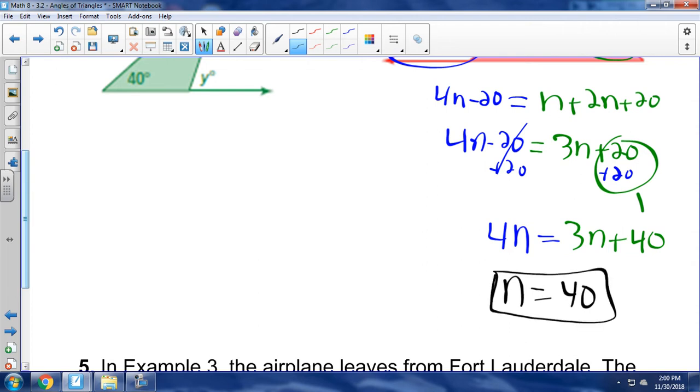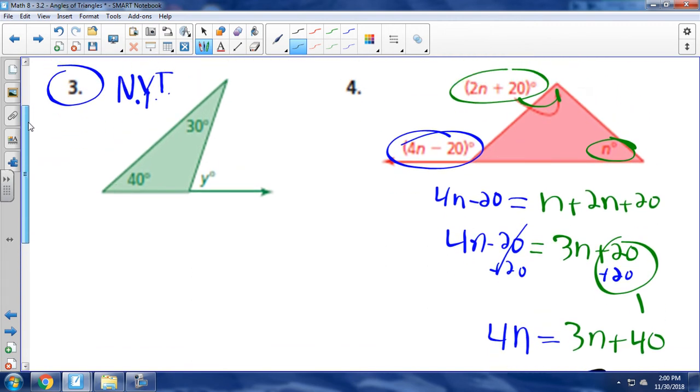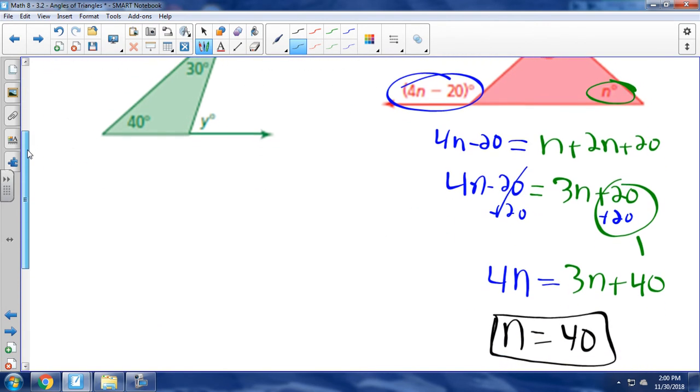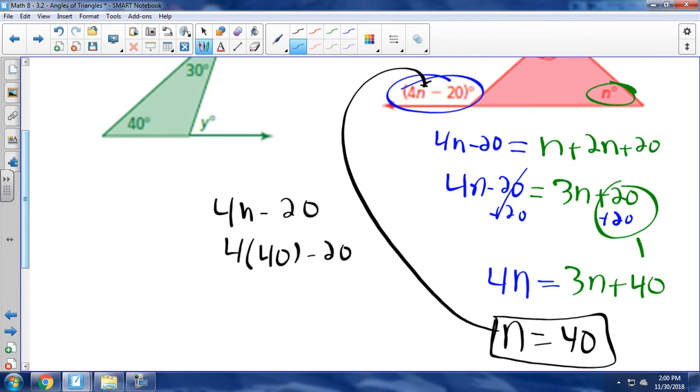So n is equal to 40, but that's not really the exterior angle, right? Think about that last problem you did. If you're supposed to find the actual exterior angle, you have to take the n equals 40 and put it back in here. So 4 times 40, it's 4n minus 20. And we need to do 4 times 40 and then subtract 20 from that.